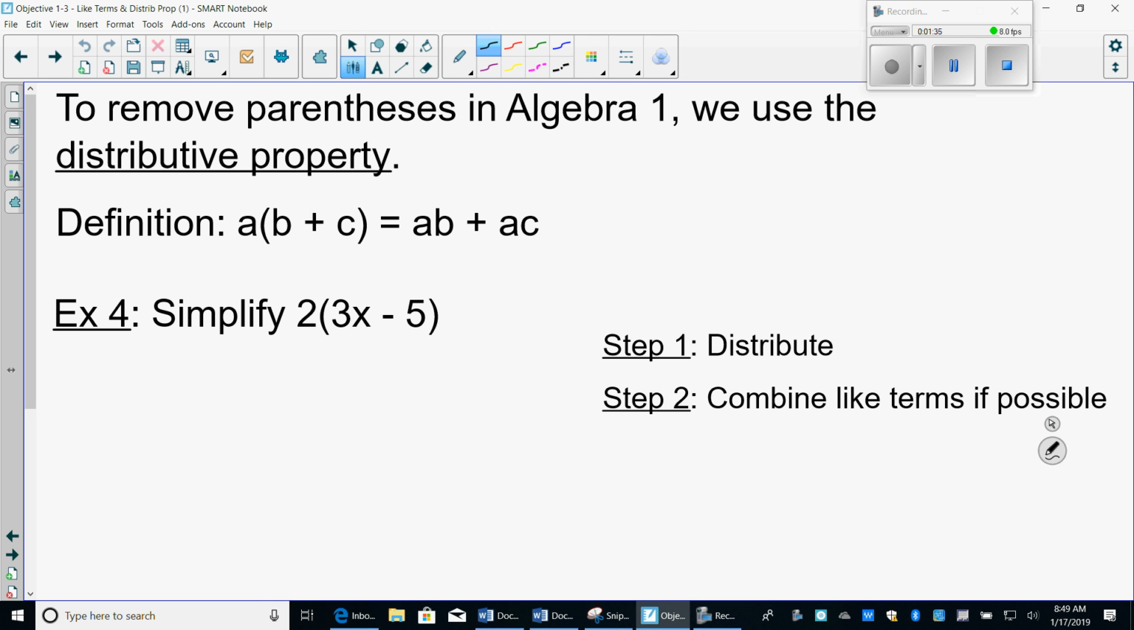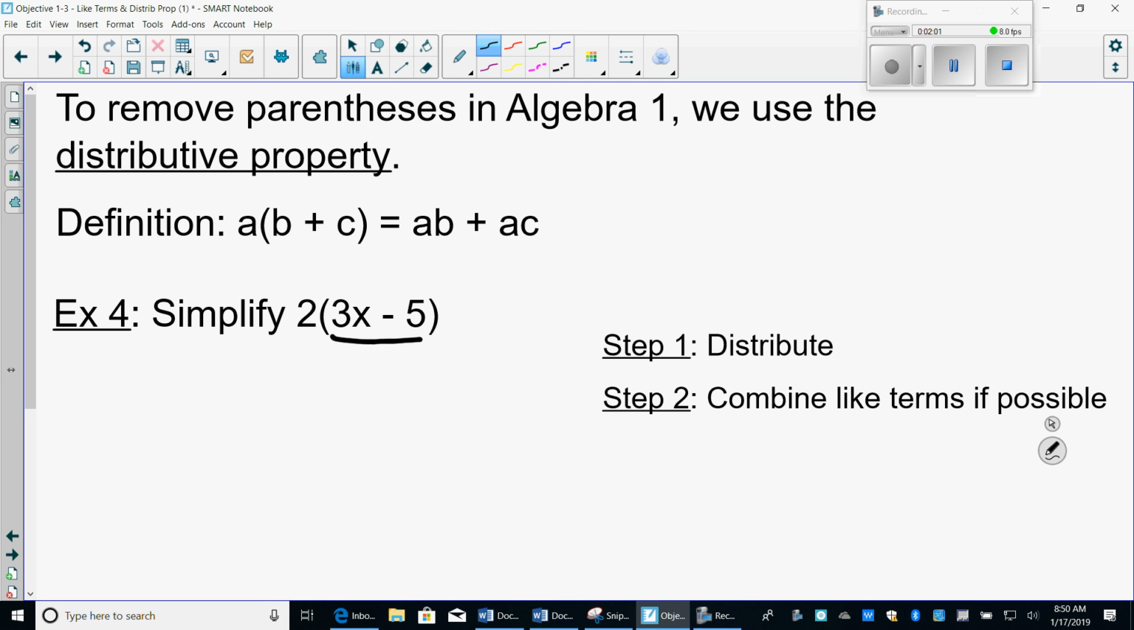Normally everybody says, do what's in the parentheses first. Here's my question. Why can't you do 3x minus 5? Right. They're not like terms. One has a variable, one doesn't. So you can't add them. If they don't match, you can't add them, you can't subtract them. Do you understand that? You cannot subtract 3x minus 5.